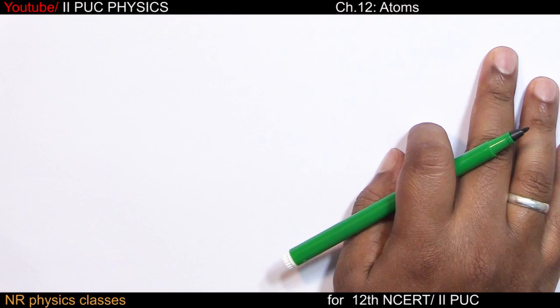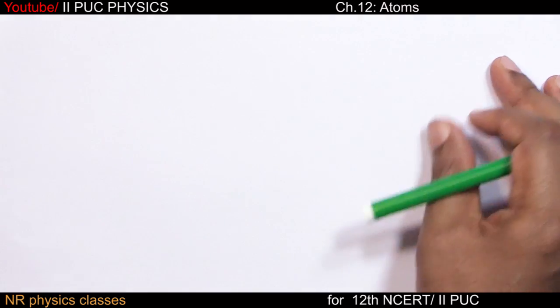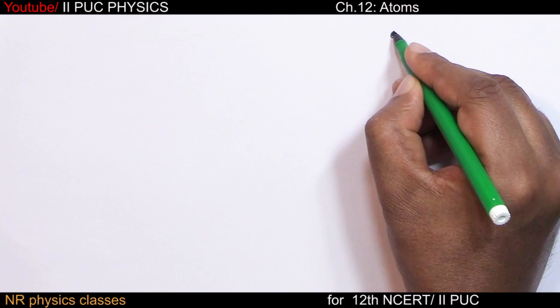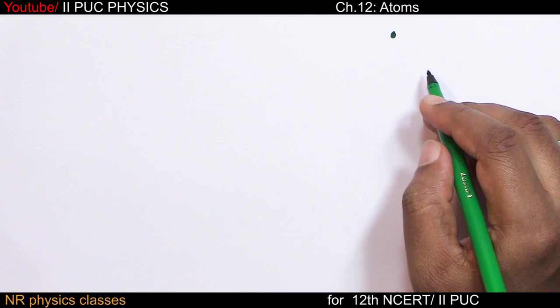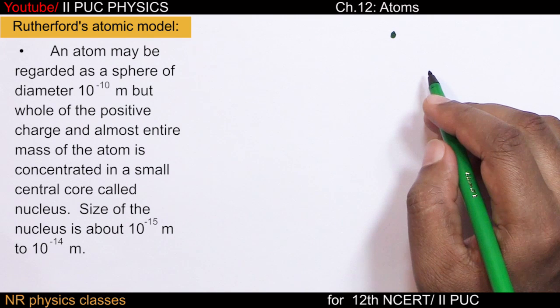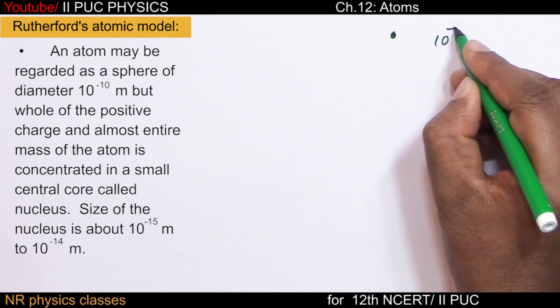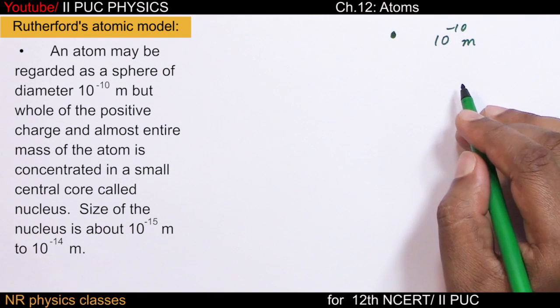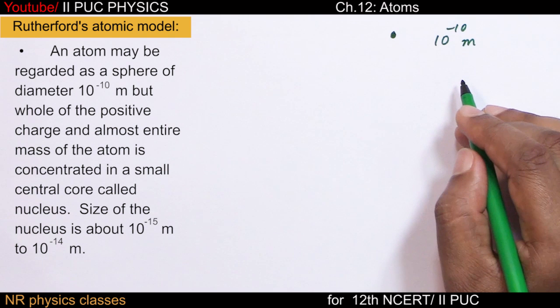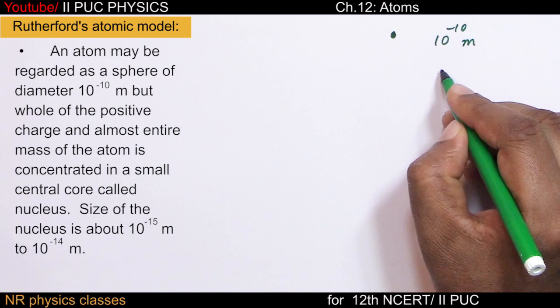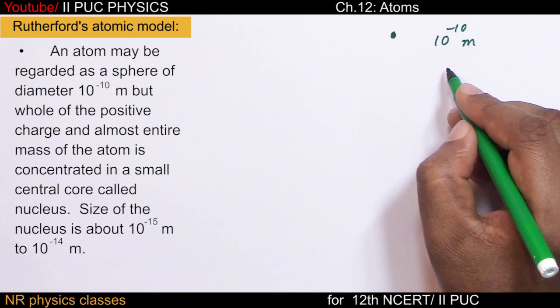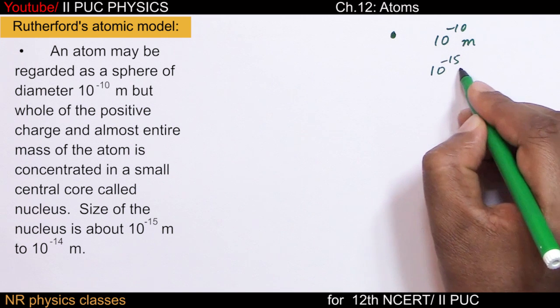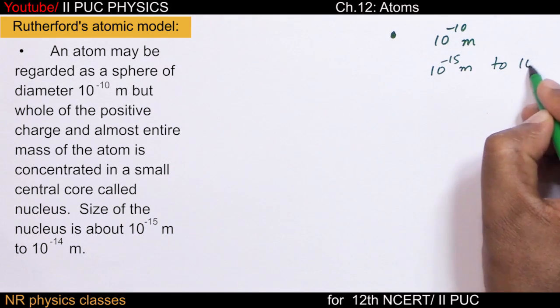Now the outcome of the experiment. It is Rutherford's atomic model. The atomic model said, first point, an atom may be regarded as a sphere of radius about 10 power minus 10 meter. But the whole of the positive charge and almost the entire mass of the atom is concentrated in a small central core called the nucleus. Size of the nucleus is about 10 power minus 15 meter to 10 power minus 14 meter.